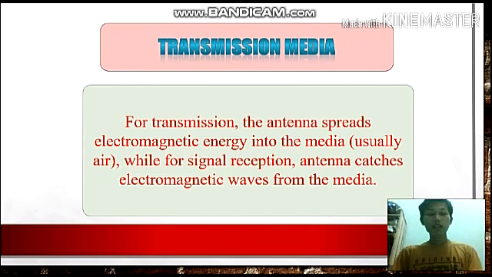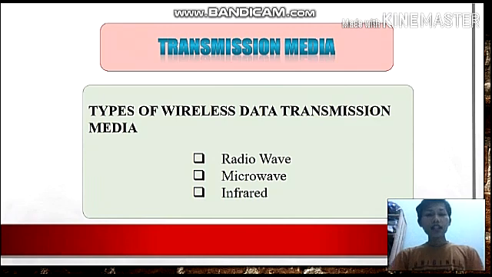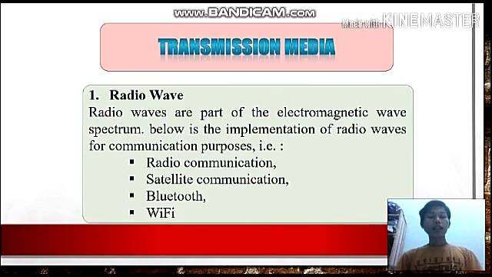For transmission, the antenna spreads electromagnetic energy into the media, usually the air, while for signal reception, the antenna catches electromagnetic waves from the media. There are three types of wireless transmission media, namely radio wave, microwave, and infrared. And the first transmission media is radio wave.